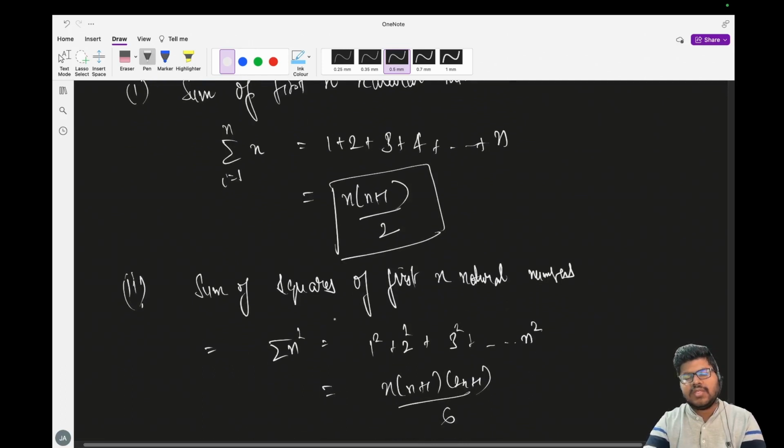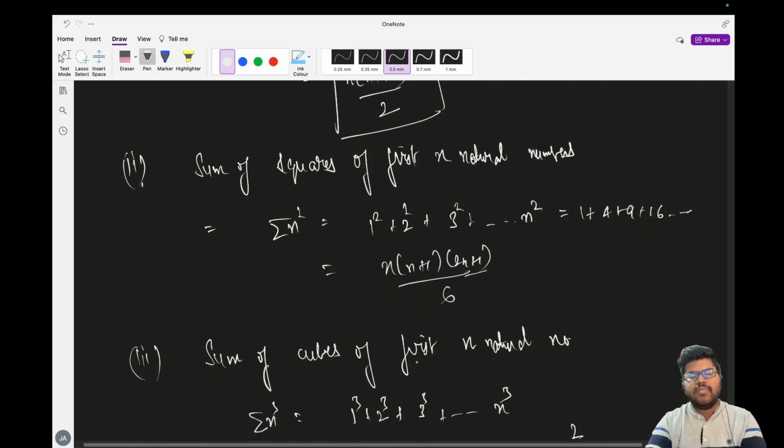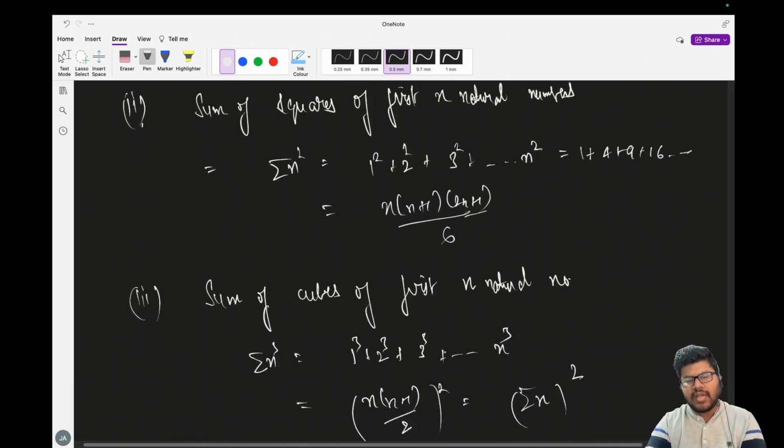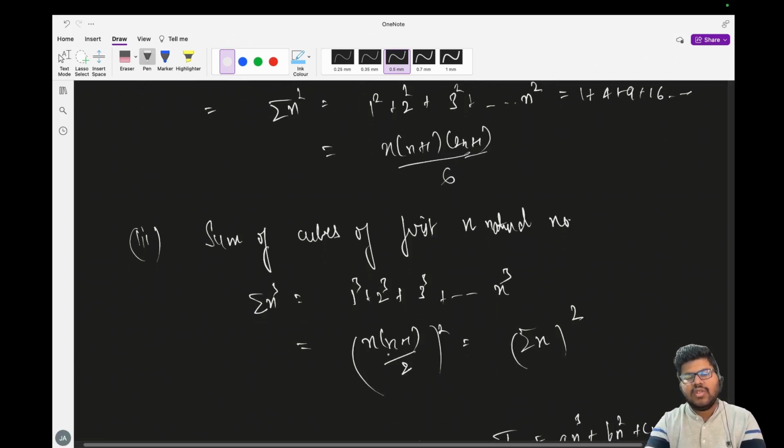Similarly, if we need to calculate the sum of the squares of the first n natural numbers, we calculate summation n square, meaning 1 square plus 2 square plus 3 square, that is 1 plus 4 plus 9 plus 16 and so on. For this type of series we have a direct formula: n into n plus 1 into 2n plus 1, divided by 6, right? Now the sum of cubes of the first n natural numbers is the square of the summation n. So this is n into n plus 1 by 2, whole square, right?